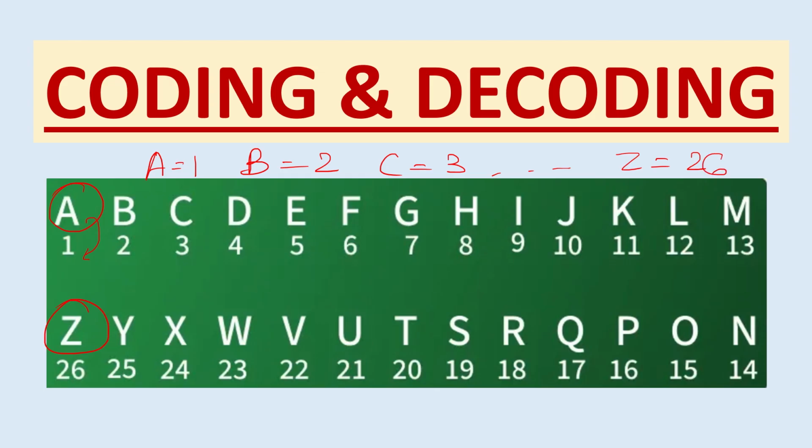Okay, and you have to also know that opposite of A is Z and vice versa. Z opposite will be A. B opposite is Y and Y opposite is B. C opposite is X. X opposite is C and so on. Okay, so this chart you have to know. Okay, so let us start with the questions now.